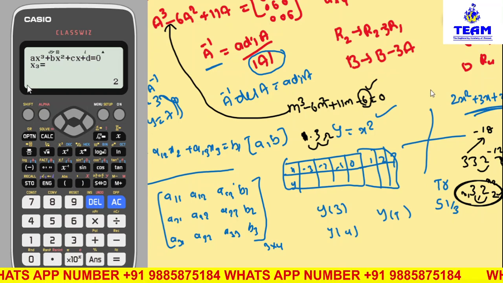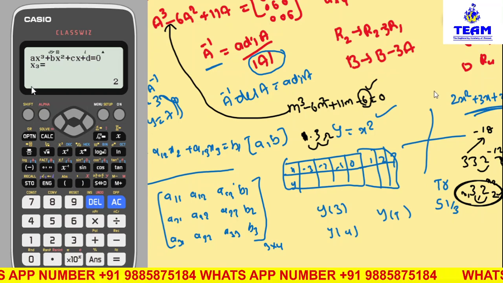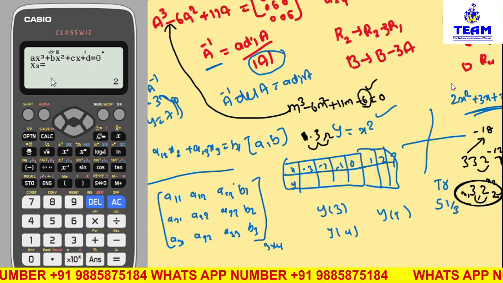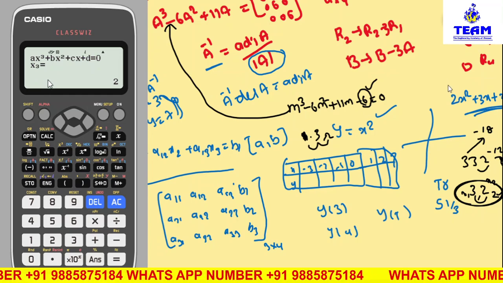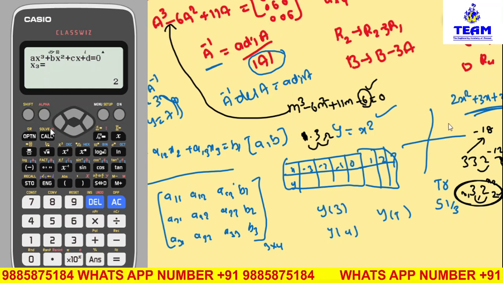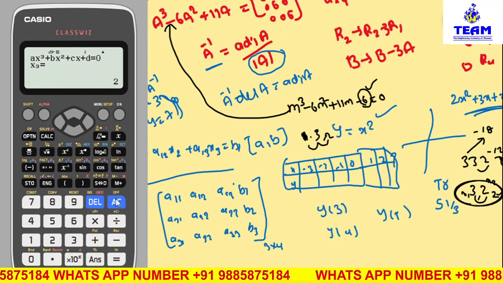Is it clear? I hope it is clear. Right, whenever roots are repeated, they won't show x1, x2, x3; again only x1, x2 will show. Suppose one root is repeated 3 times, they won't give it 3 times, only 1 time they will give. Okay? Right, next one, press AC.